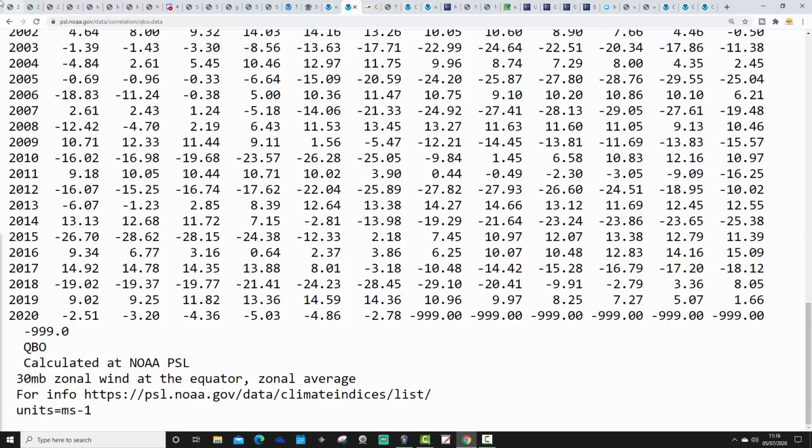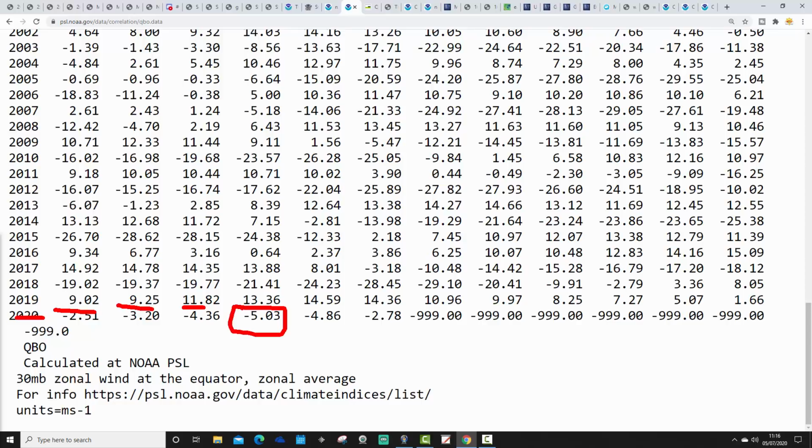Anyway, we should be going into the easterly phase of the QBO, so we should be seeing the easterly QBO powering up. It has been struggling, as we've been talking about in the Sunday Round-Ups over the past few weeks and the past month or two. This is 2020 just here. The first month, January 2020, goes down to minus 2.51. That's the beginning of the easterly QBO. Very gradually, that gets a little bit stronger into the spring, reaches minus 5.03 in April.